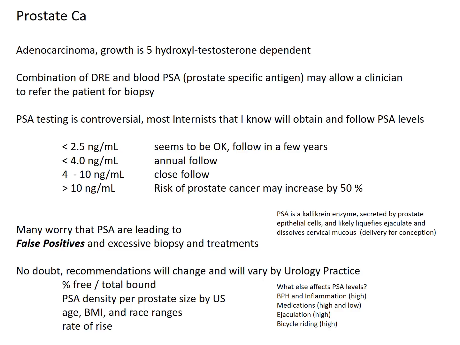What is PSA? PSA is actually an enzyme. It's a kallikrein enzyme. It's secreted by the prostate gland, and what that enzyme does is it liquefies ejaculate and the cervical mucus. So PSA, as an enzyme in ejaculate, helps promote conception by liquefying the male ejaculate and liquefying the female cervical mucus, making it easier for live spermatozoa to ascend up into the uterus.